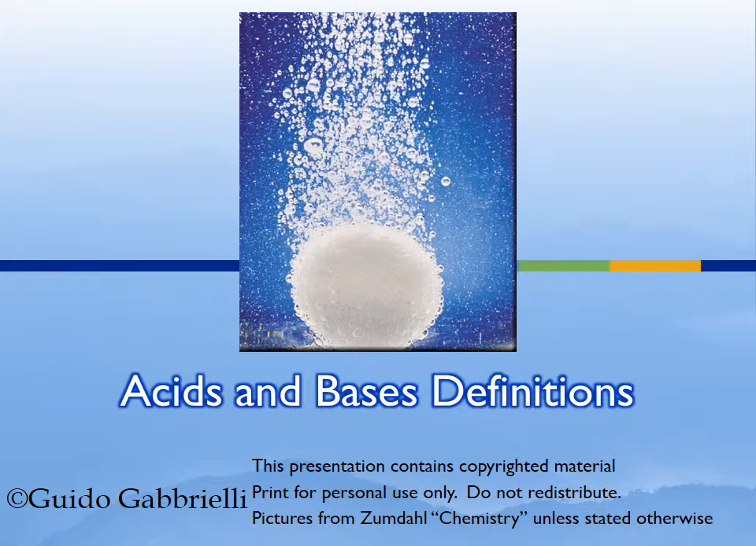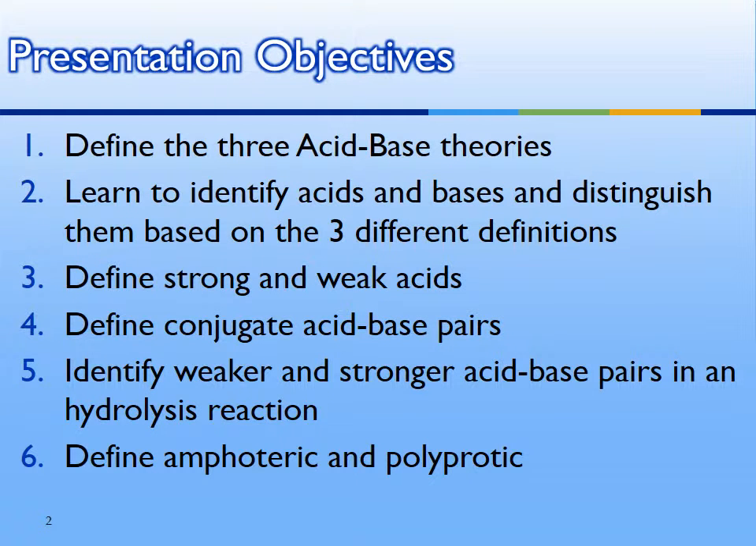Acids and bases definitions. In this presentation, we will accomplish a lot. We will define the three acid-base theories and then learn to distinguish the acids and bases based on these three different definitions. We'll proceed to define strong and weak acids, conjugate acid-base pairs, identify the weaker, stronger acid-base conjugate pairs in a hydrolysis reaction, and then define the terms amphoteric and polyprotic.